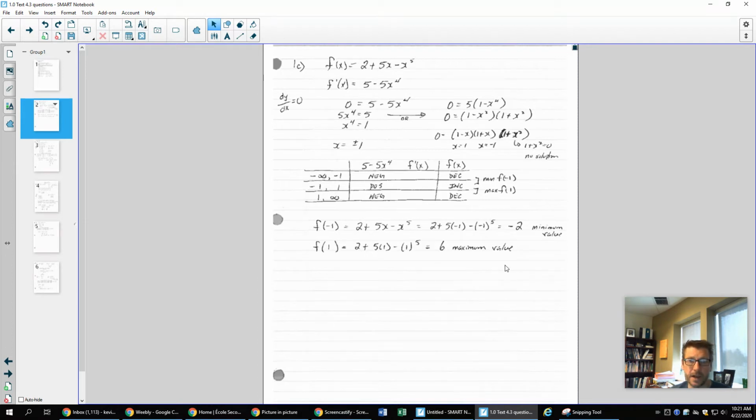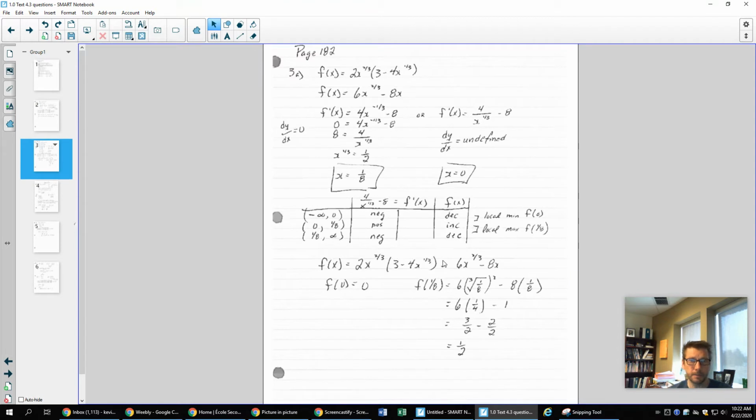And then to find the values, you always go back to your function. 2 plus 5x minus x to the fifth. So f of -1 and f of +1 give you your maximum and minimum values. And again, the value of the function is the y value of the function, just some of that algebra stuff you learned back in previous classes. So that's example number 1C.